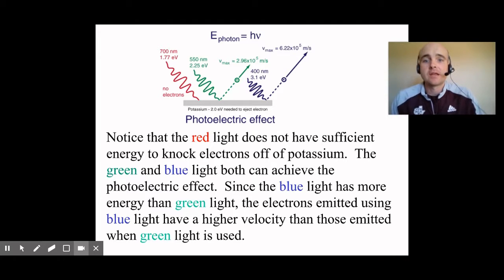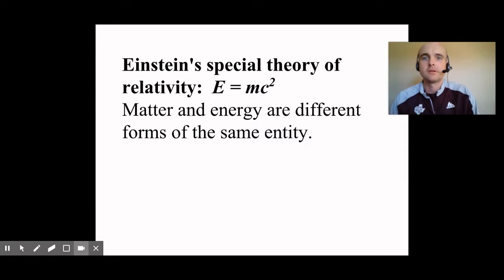And since the blue light has more energy, due to its different wavelength, the electron ejected will be at a higher velocity. Notice that this arrow is longer, so that means that it is a higher velocity than the green arrow. There is no arrow with the red light because it did not have sufficient energy to knock the electrons off.